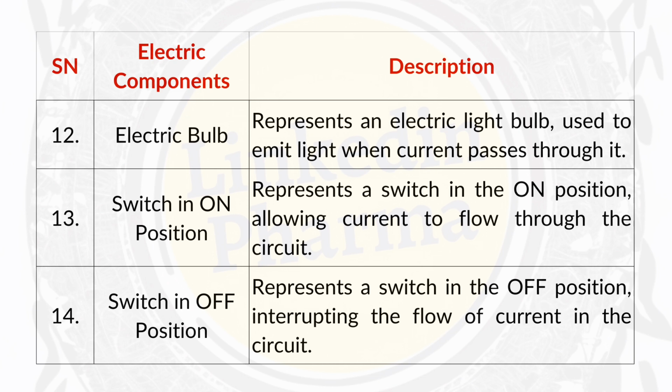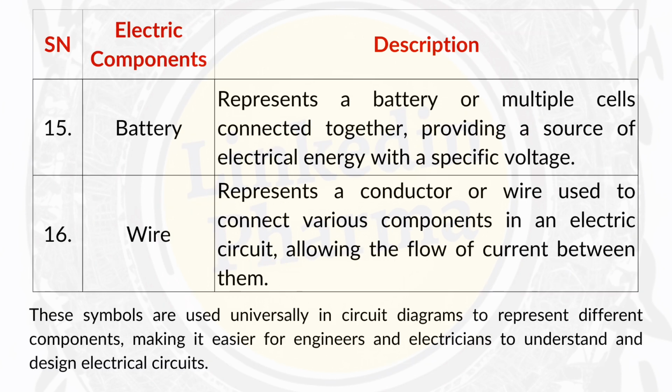Switch in on position. Description: represents a switch in the on position, allowing current to flow through the circuit. Switch in off position. Description: represents a switch in the off position, interrupting the flow of current in the circuit. Battery. Description: represents a battery or multiple cells connected together, providing a source of electrical energy with a specific voltage.